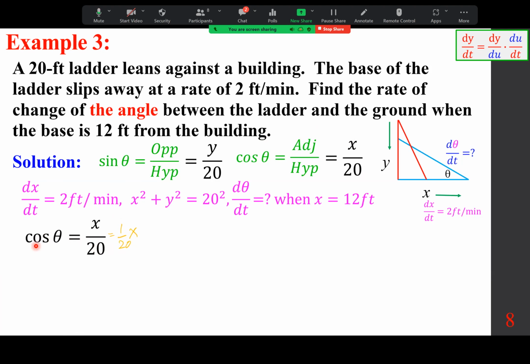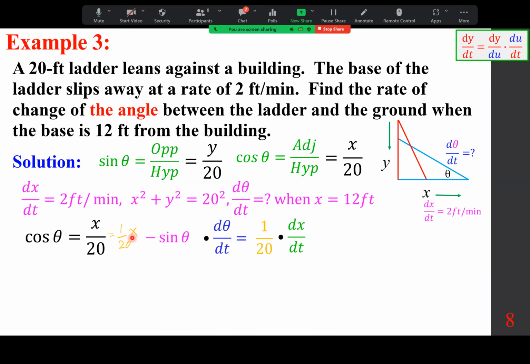So the left side, cosine, the derivative is negative sine. So negative sine of the same argument, namely theta, d theta dt, because the independent variable is t. On the right side, we have 1 over 20 times x gives us dx dt. And so you can replace everything accordingly.